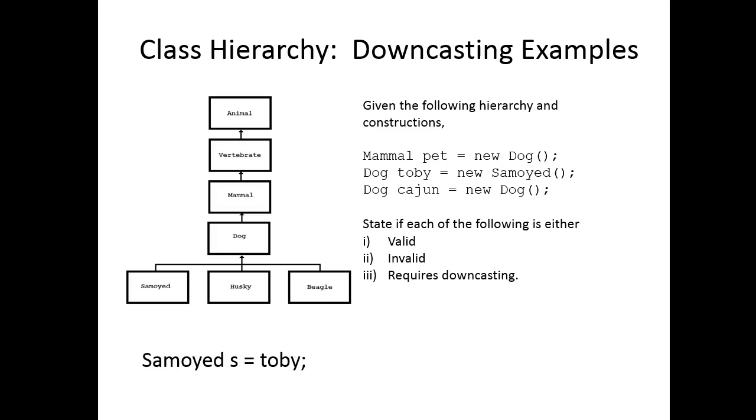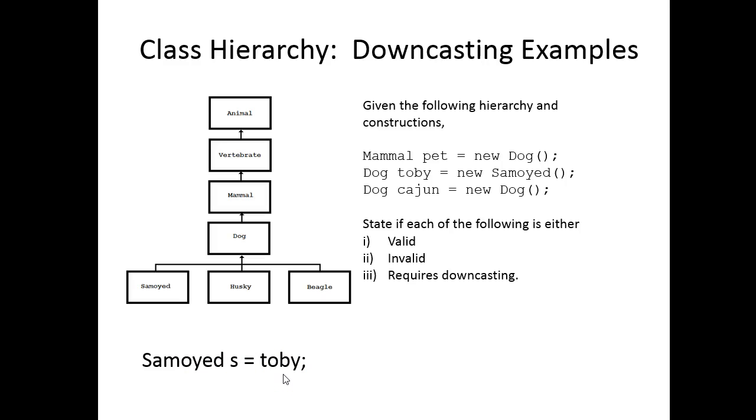What about this one? Sumoid S equals Toby. So again, let's talk about compile time. Toby at compile time is a dog, and so when we evaluate this at compile time, what we see is that the reference is Sumoid, and the object we're going to assume is a dog, and Sumoid is a more specific type than a dog, so therefore this is invalid at compile time.